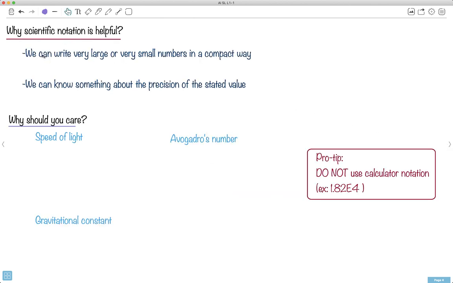Like I said before, we write really huge numbers or small numbers in a compact way. It tells us something about the precision. So if I know a number is like 0.01, then I know something about its precision. So that's good. Why might you care?